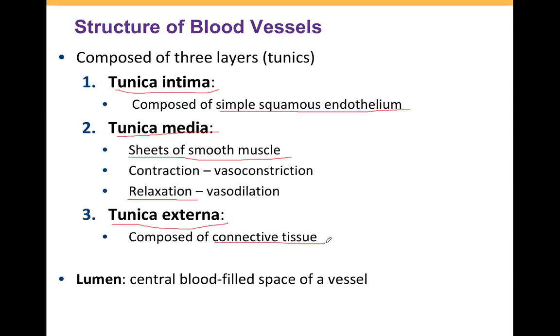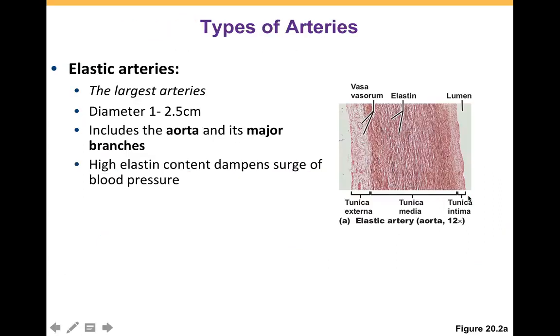As I mentioned, if you cut a cross-section of your blood vessel, the central space where the blood passes through is referred to as lumen. So this is basically the space you see in the middle where blood passes through.